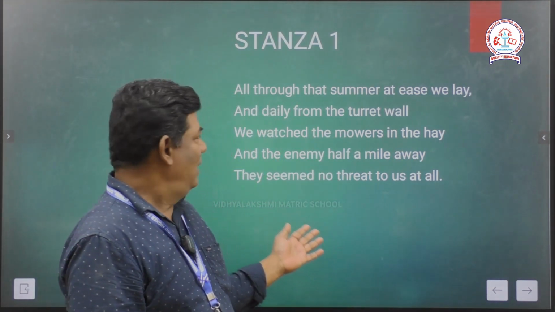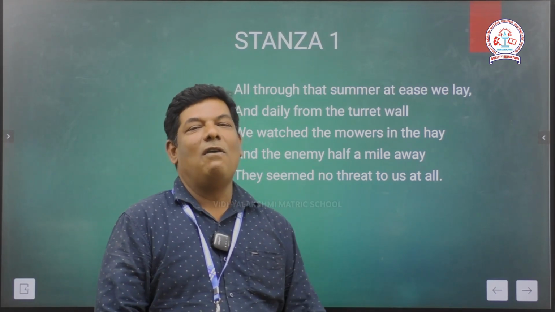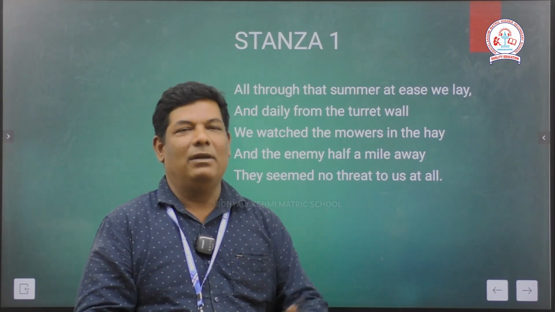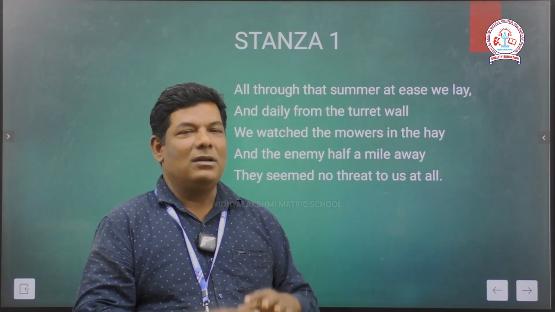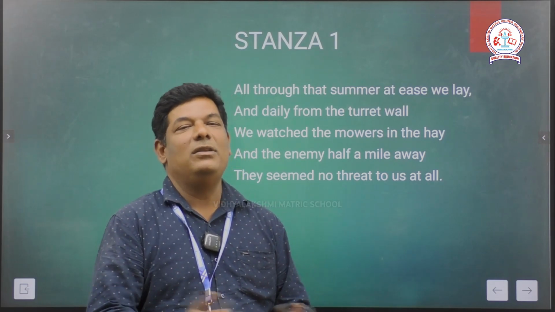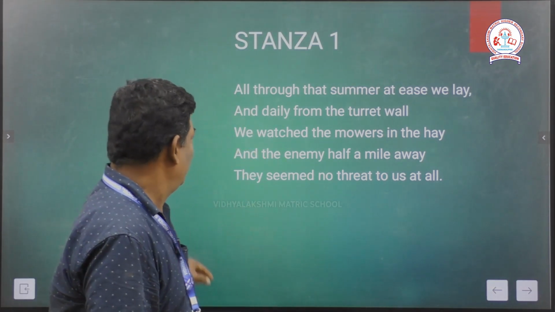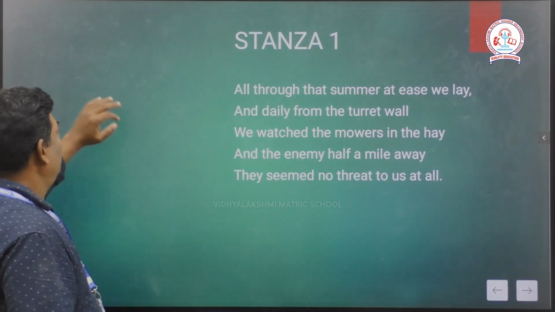And the next one is the enemy half a mile away. Of course, enemies are there and they are half a mile away. Where are the enemies? Half a mile away. And they are not at all a threat. They seemed no threat at all. There is no danger. Threat means danger. There is no danger at all to them. Right? This is stanza 1.